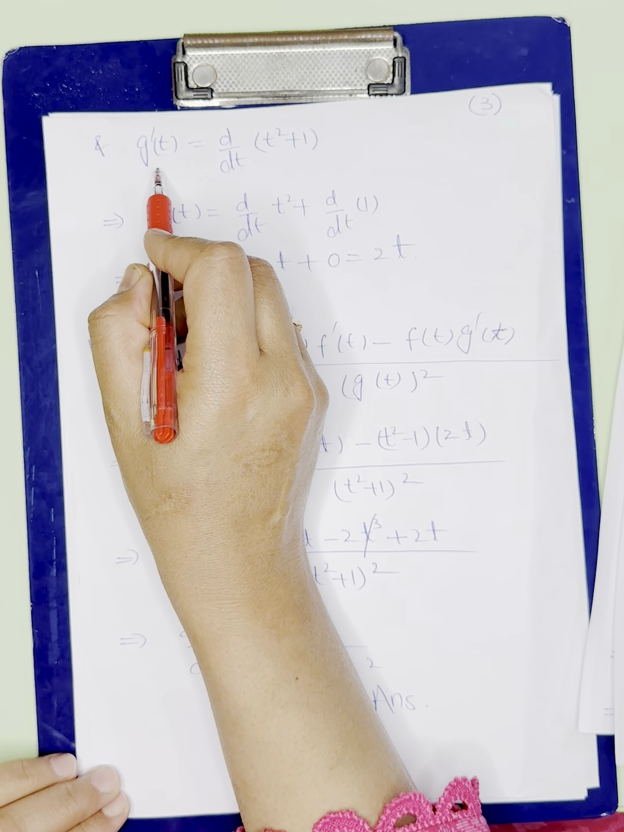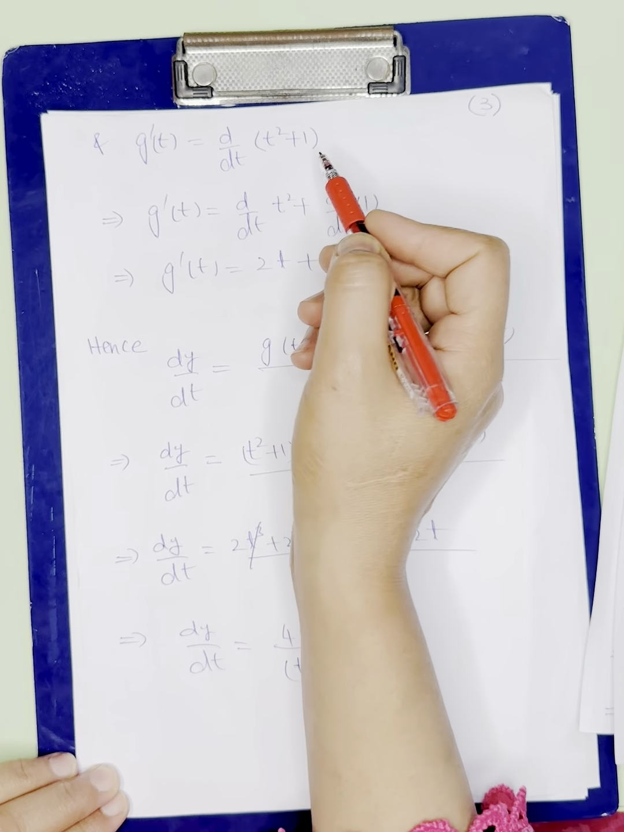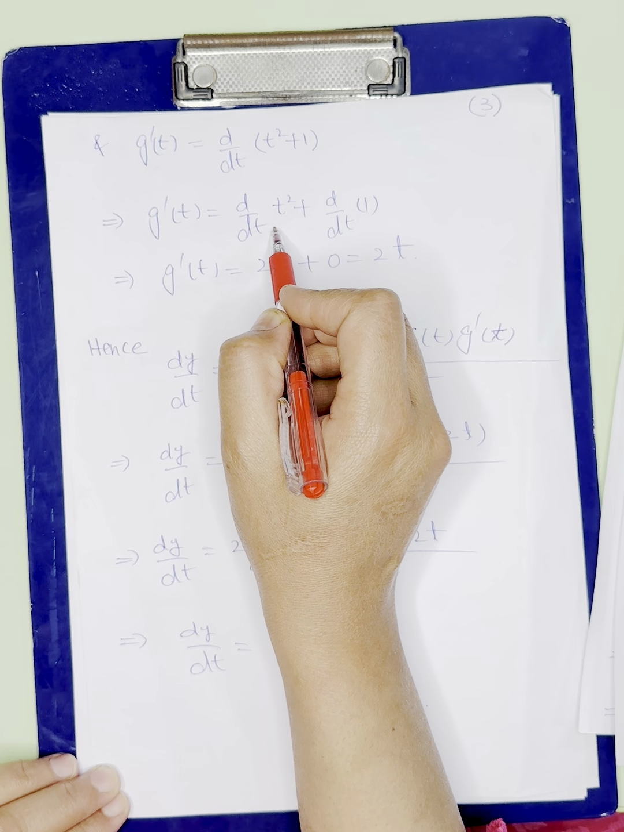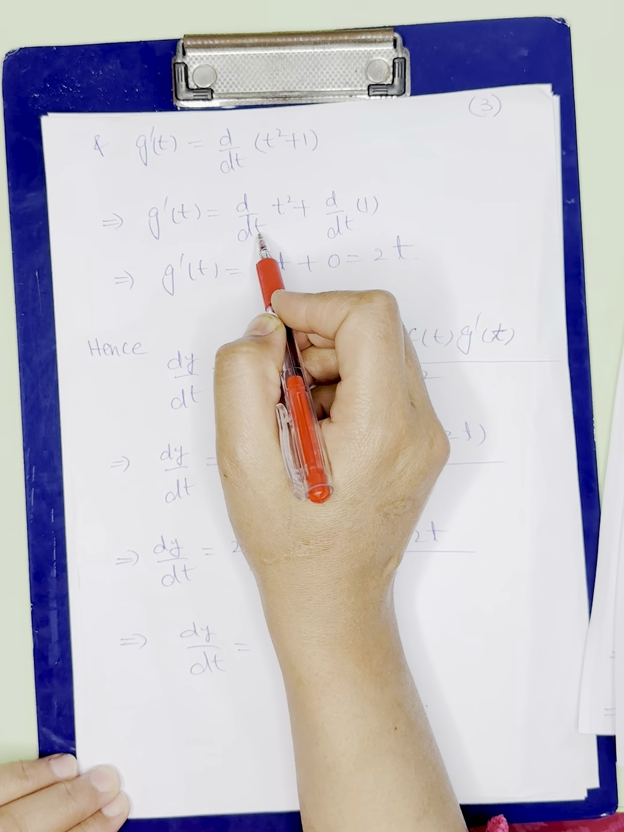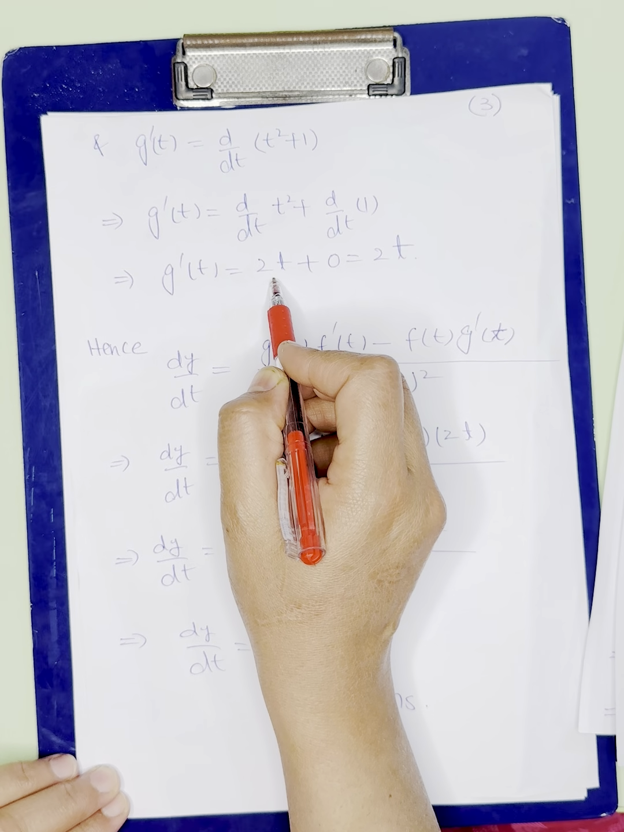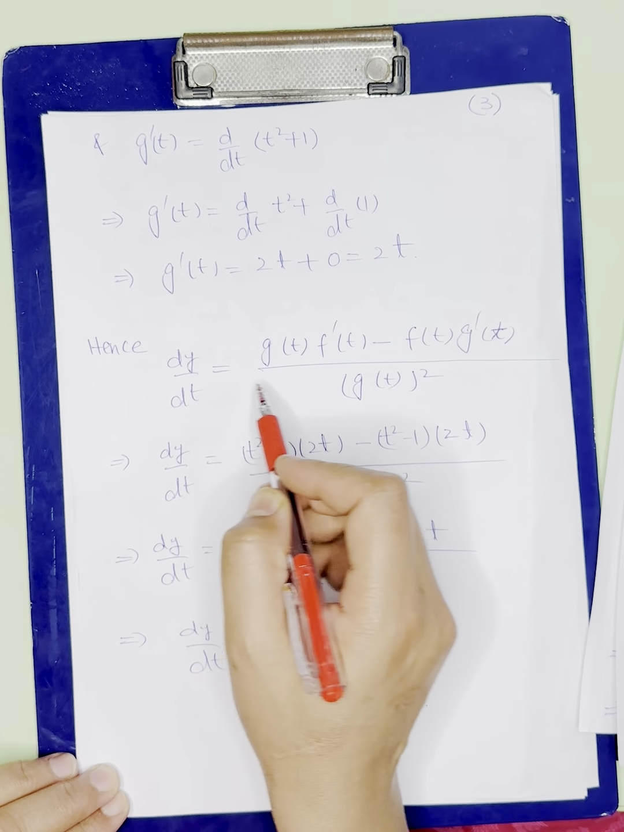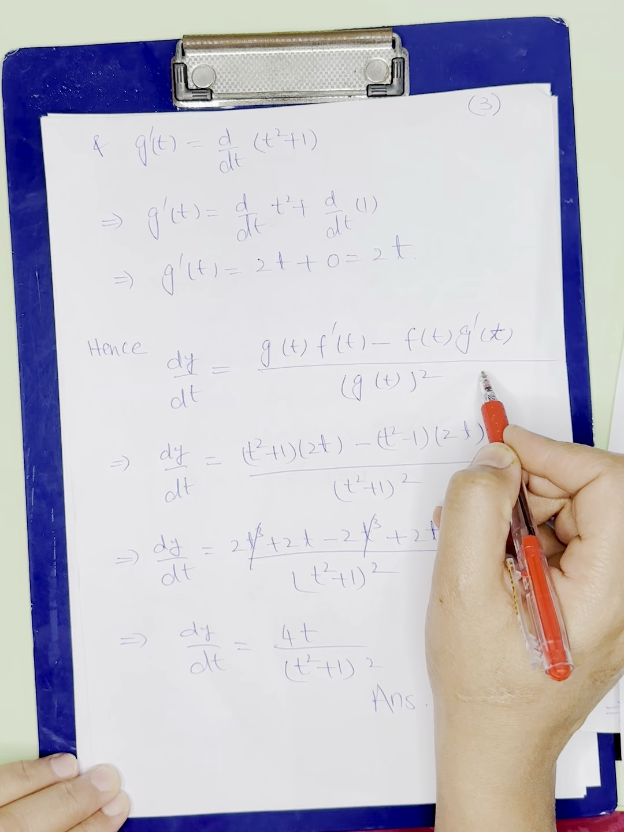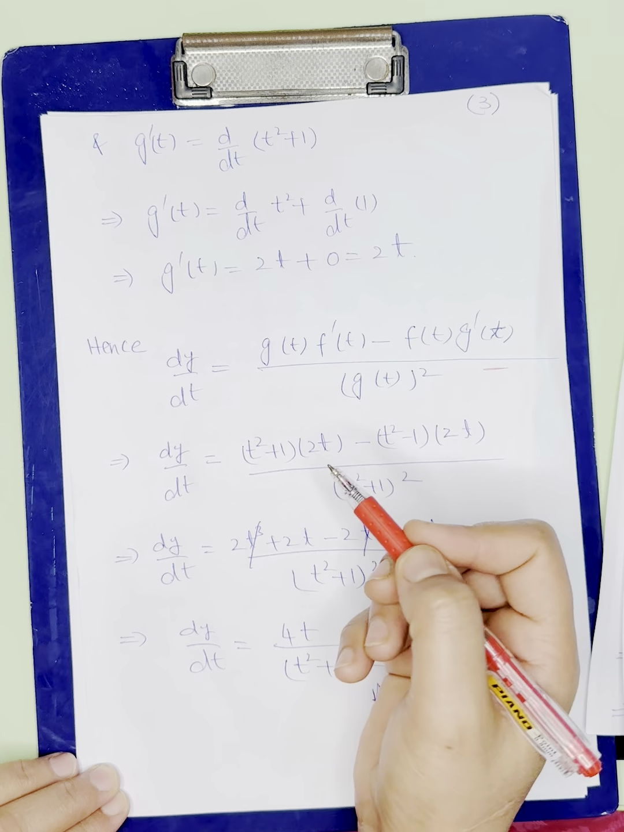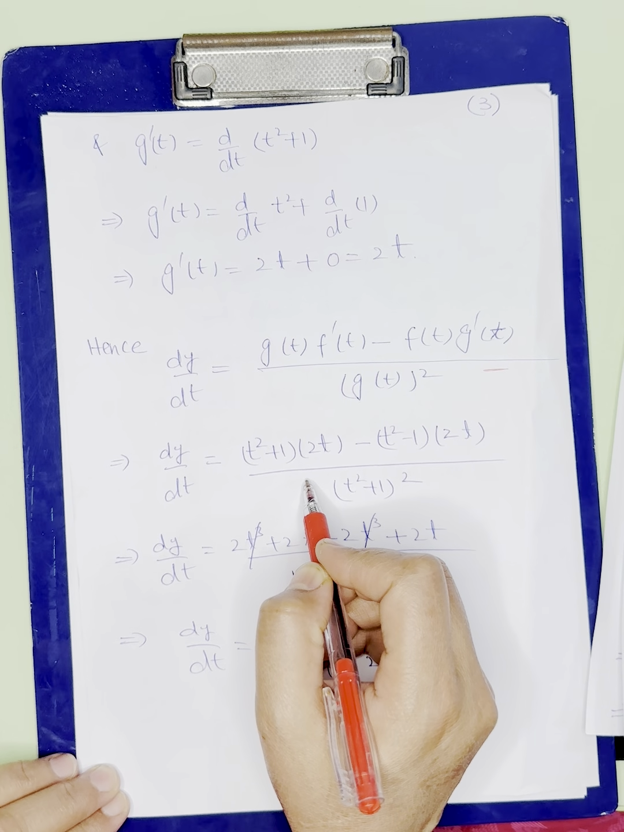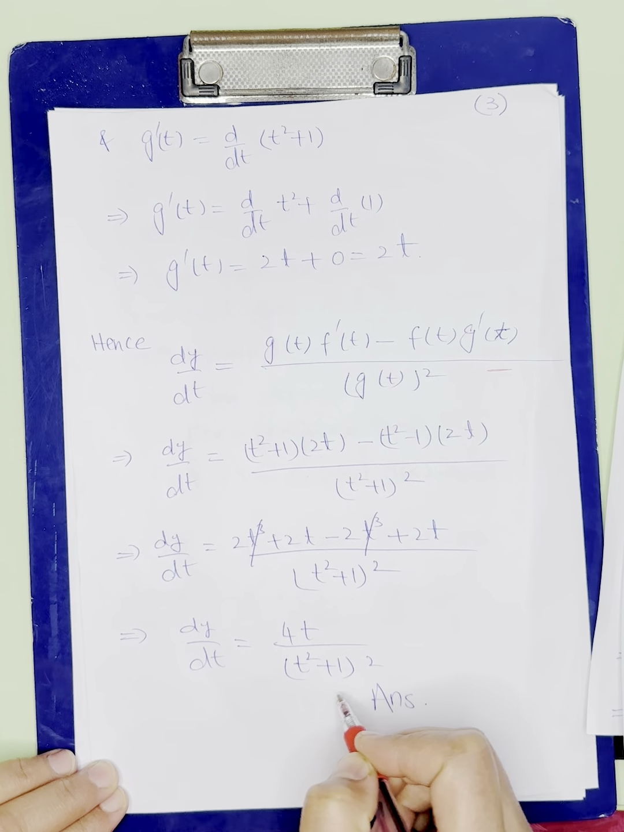In this step, we are taking the derivative of g of t, which is equal to d over dt of t square plus 1. In this step, derivative is applied on t square and 1 separately by using sum difference rule, and derivative of t square is equal to 2t, which is explained earlier. In this step, dy by dt is equal to this by using the formula of quotient rule, and all the calculated terms have been put over here, and after calculations we are getting the required answer.